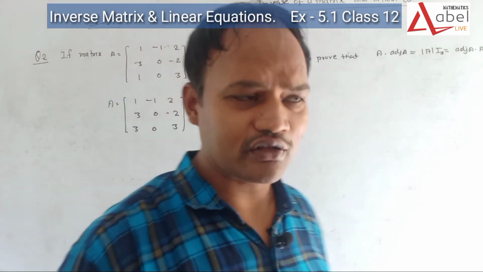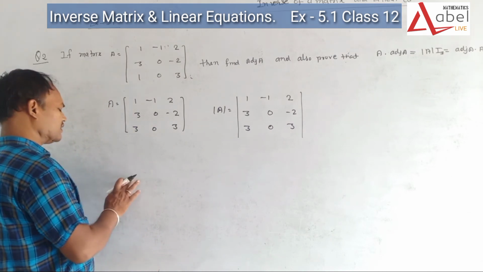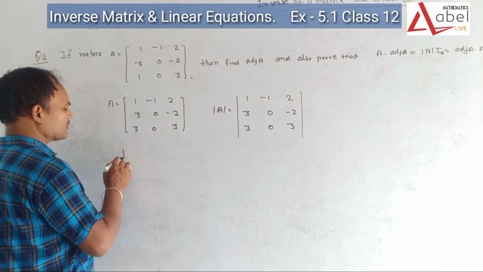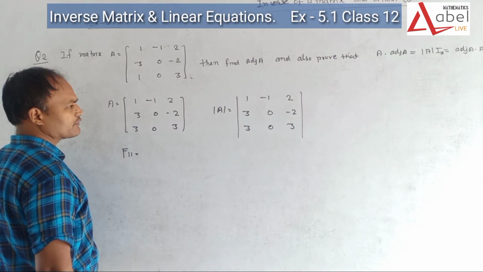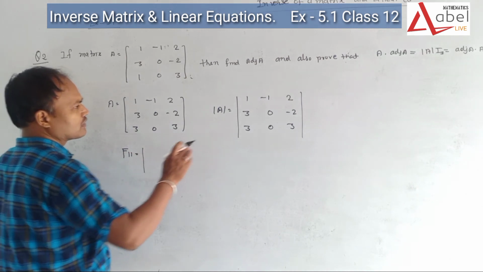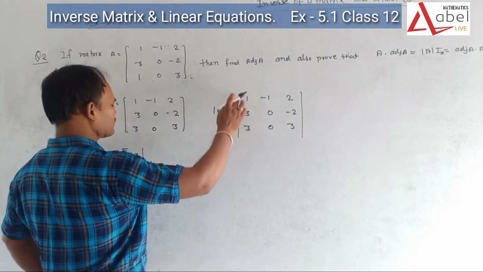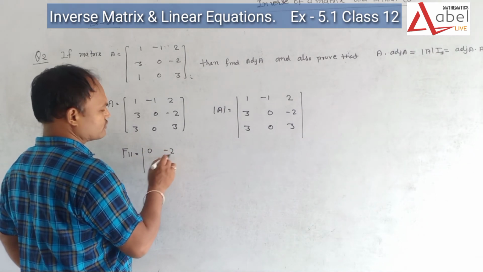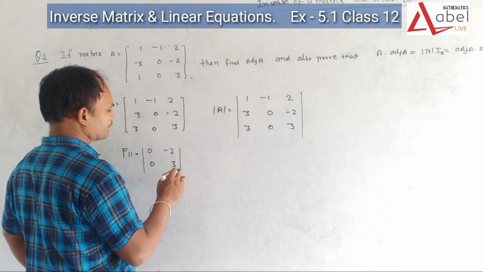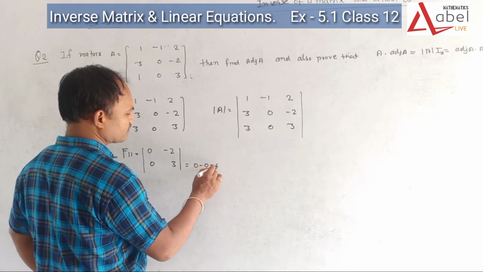So how can you find the cofactors? You know very well. Firstly, it is a 3 by 3 determinant, so we have to solve 3 by 3 determinants. So it is F11. When we are going to find F11, we have to use [0, -2; 0, 3], because we are going to find the cofactor of this. So it is 0 minus 0, which is 0.